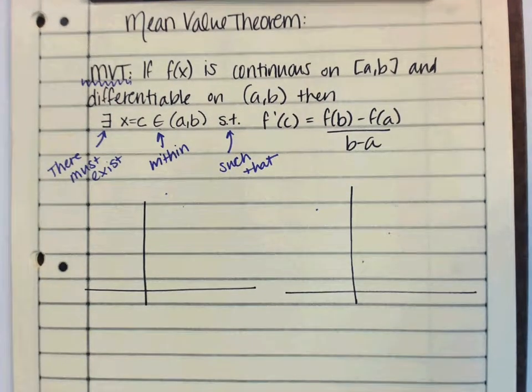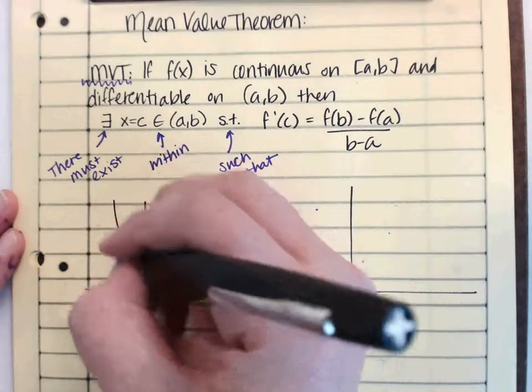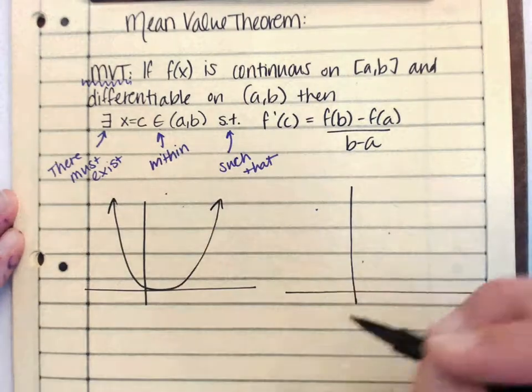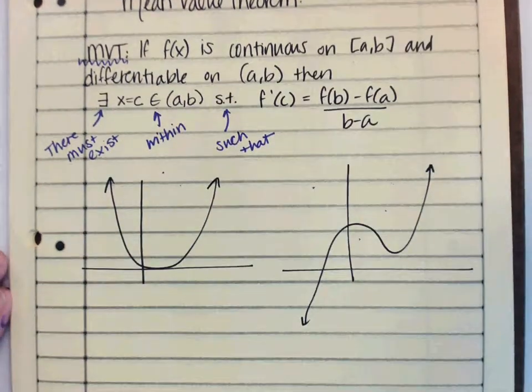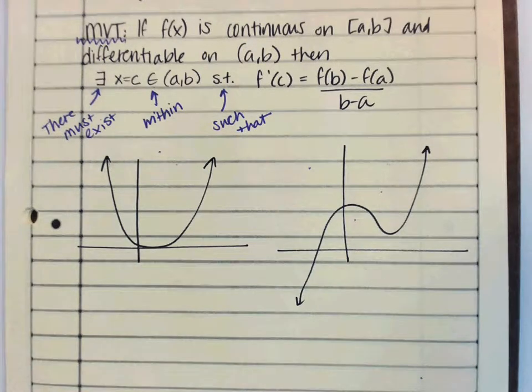Okay, so I want you to draw for me, please, a quadratic and a cubic. So quadratic's going to be like this. Cubic's going to be like this. Okay? Alright, so I'm going to show you what this theorem says.